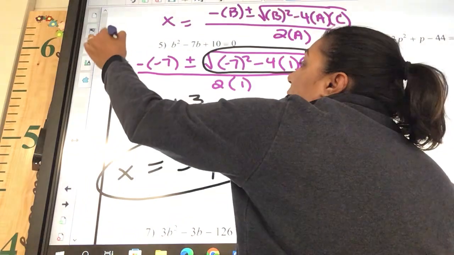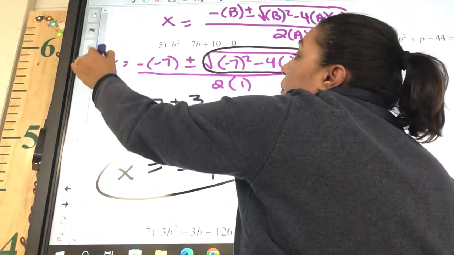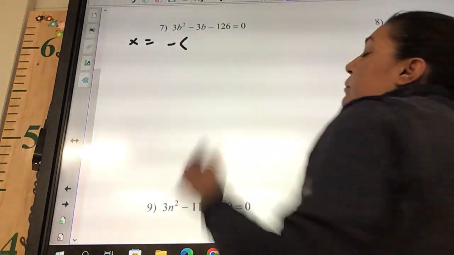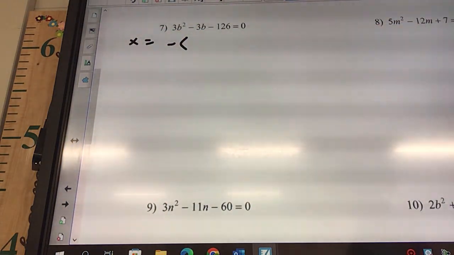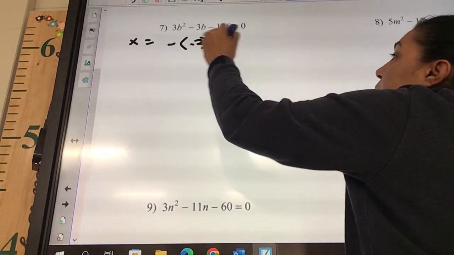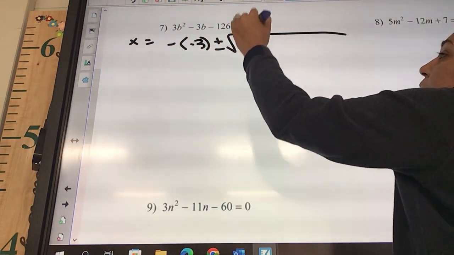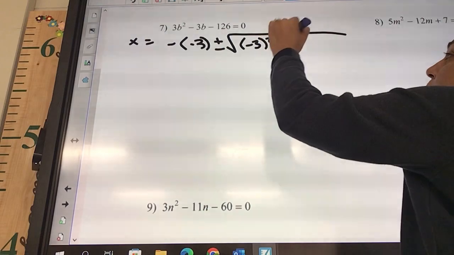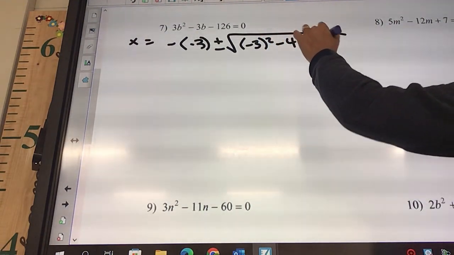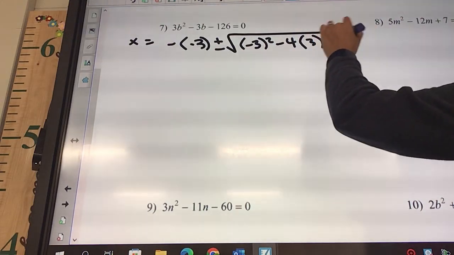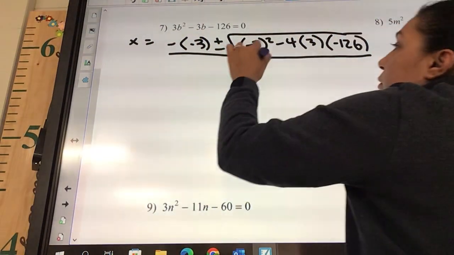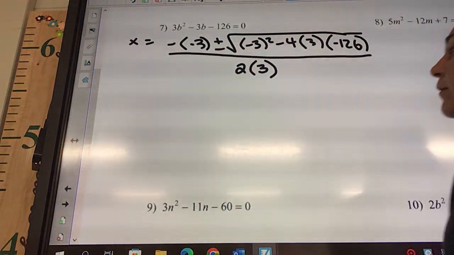Okay, I'm going to have x equals negative. What is my b? My b is negative 3 plus or minus the square root of negative 3 squared minus 4 times my a, which is 3, times my c, which is negative 126, all over 2 times my a, which is 3.